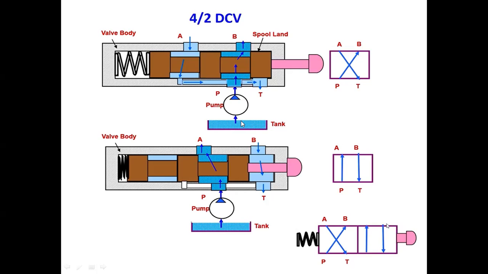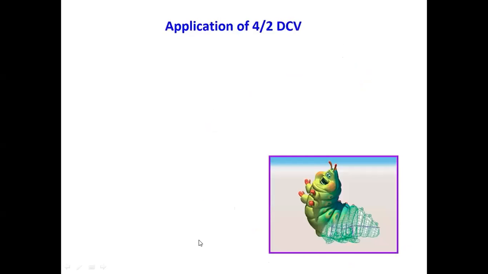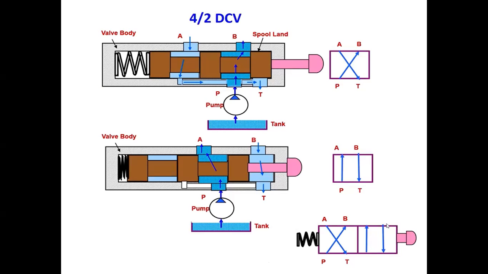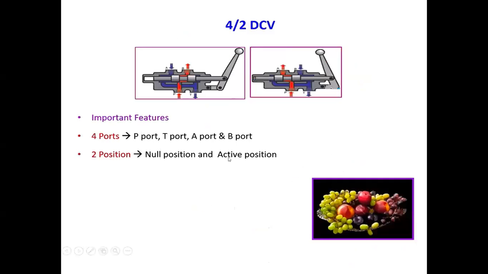This is the pump, tank. In this way, liquid goes P to B and A to T. Here, in the valve body, liquid goes P to A and B to T. In this way, our symbolic representation looks like that. This is the 4/2 position, 4/2 DCV.